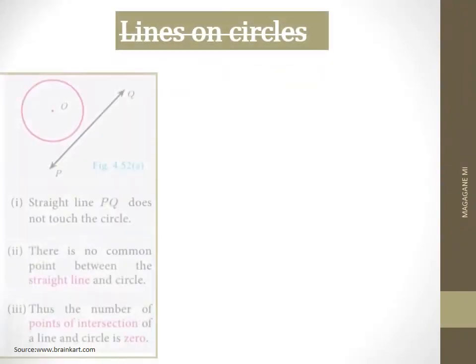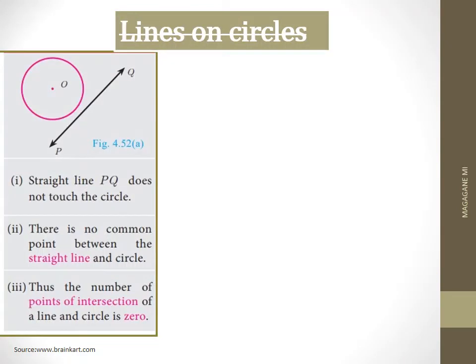Now let's look at the summary on lines on circles. Here we have a circle with center O and a straight line PQ. The straight line PQ does not touch the circle. There is no common point between the straight line and the circle. The number of points of intersection of the line and circle is 0. So there's no point of intersection. Therefore, if you solve for x and y, you'll get no solution.